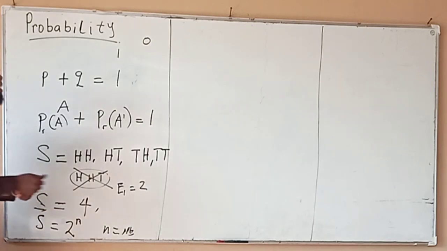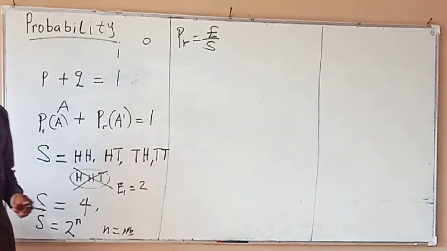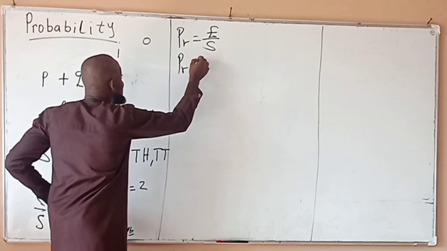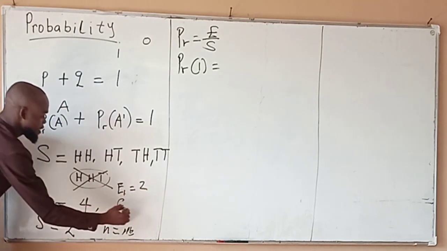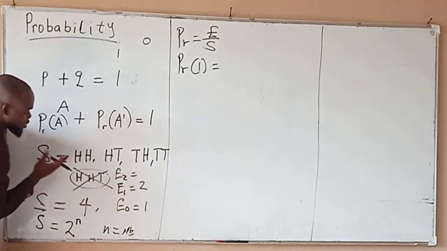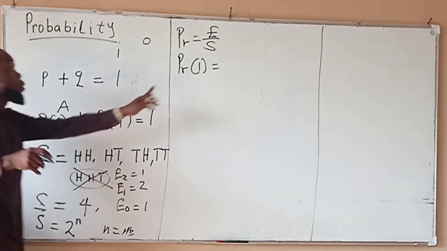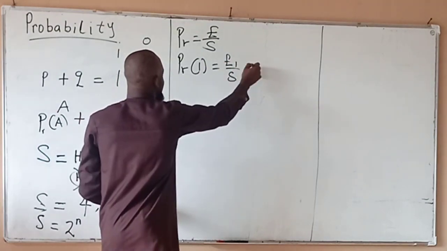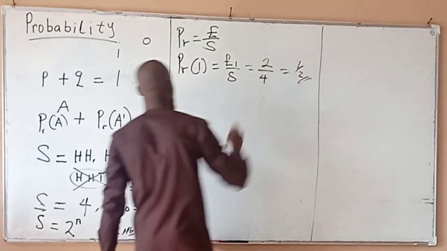Now, what is probability? Mathematically, probability is event over sample space. So if I ask you, what is the probability of having 1 head? Remember, the event of having 1 head is 2. The event of having 0 head is 1, only this has no head. The event of having 2 heads is only this one, which is 1. So what is the probability of having 1 head? How many events have 1 head? 2. So we have the event of having 1 head over the sample space, which is 2 over 4, which is 1 over 2.